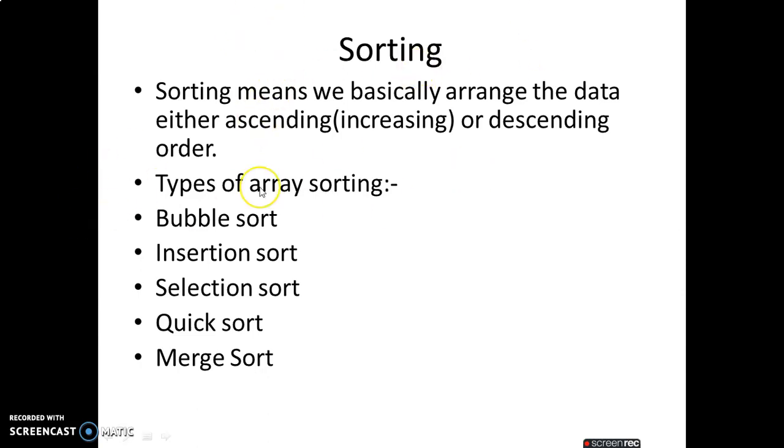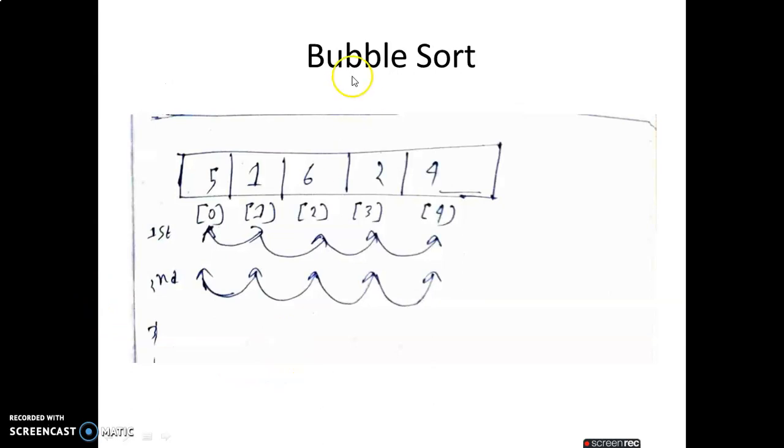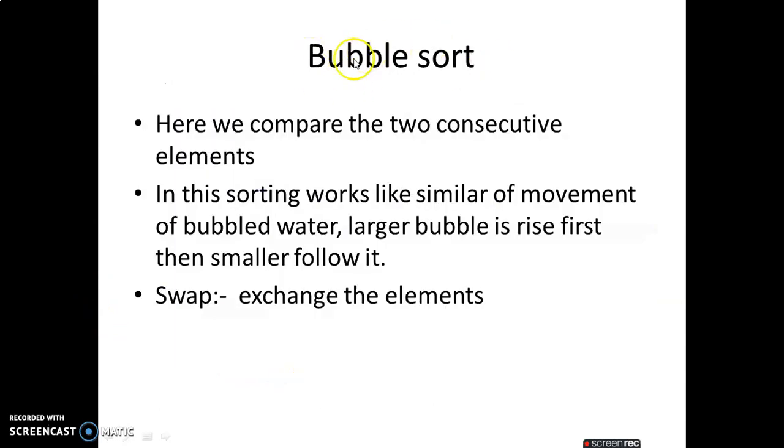Now, in the case of an array there are different types of sorting mechanisms, like bubble sort, insertion sort, selection sort, quick sort and merge sort. What is bubble sort? Here we compare two consecutive elements, meaning two elements that are right beside each other, one after another. You compare them, like whether one is greater than or equal to the other.